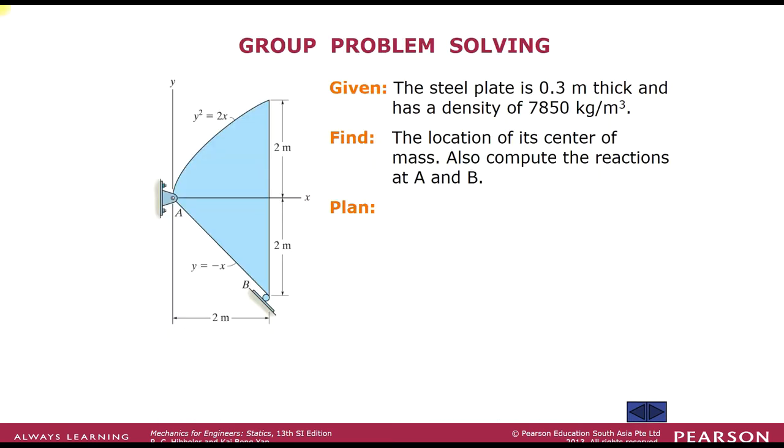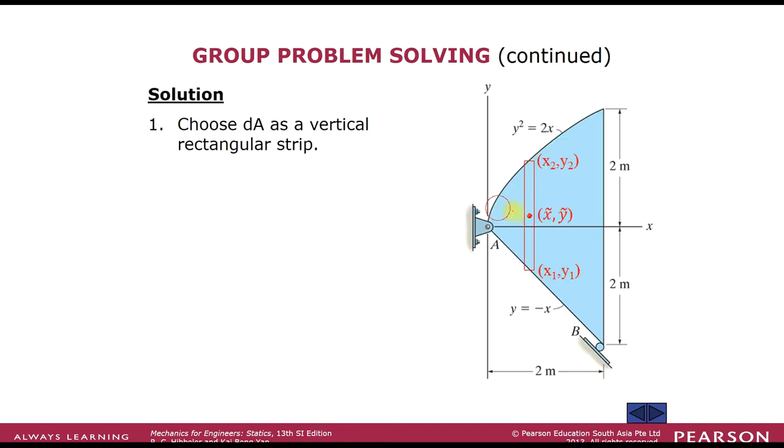For example, this plate is about 0.3 meters thick and has a density of 7850 kilograms per cubic meter, and we need to find the location of its center of mass and also compute the reactions at A and B. So we have to find the center of mass by integrating, and we use two dimensional equations of equilibrium to solve for the external reactions. Let's say we choose a vertical rectangular strip here, and the center of gravity is at some position x, y. We don't know yet, but we assume it's somewhere here for this particular rectangular strip.